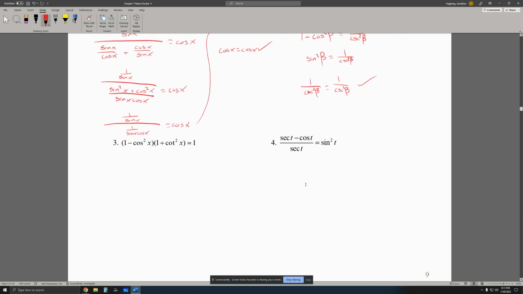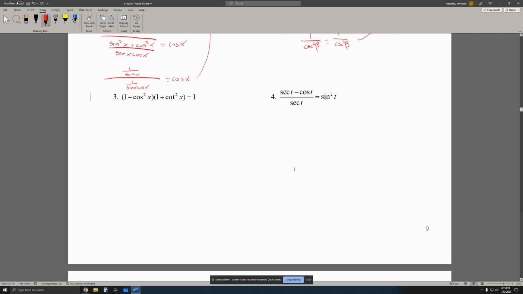Okay. Number 3. All right, so for this one, I noticed that we have 1 minus cosine squared and 1 plus cotangent squared. And we want this equal to 1. Well, I noticed that 1 minus cosine squared is just sine squared. And I noticed that 1 plus cotangent squared is cosecant squared. Okay, if I were to multiply these out, I'm going to write these in terms of sine and cosine. So we have sine squared times 1 over sine squared. And just like that, these cancel out. Both the sines, we get 1 over 1, or 1. This verifies the identity.